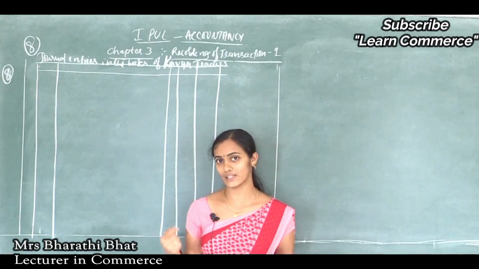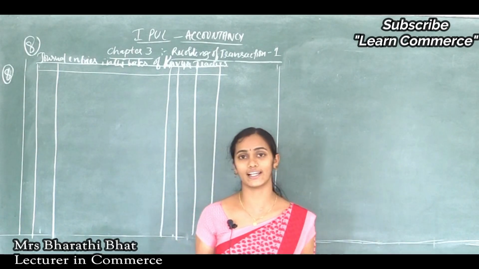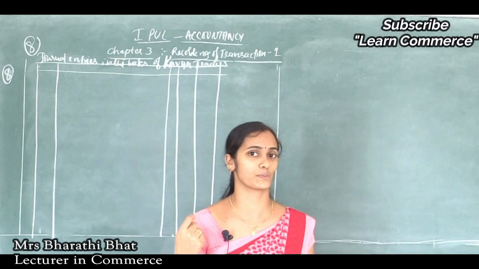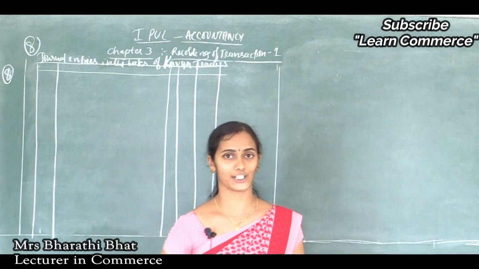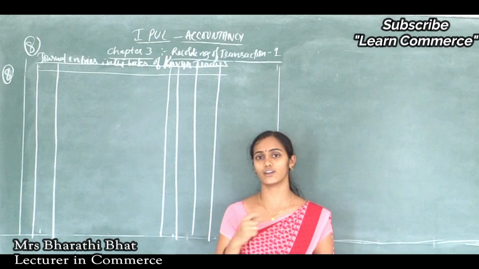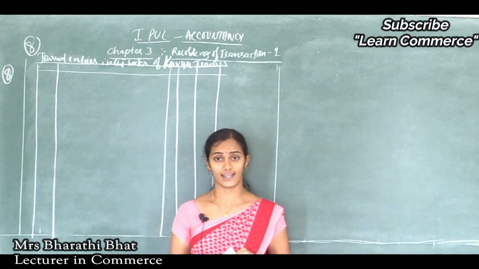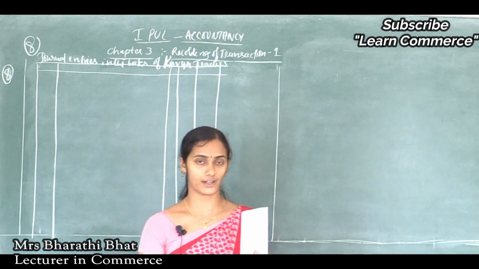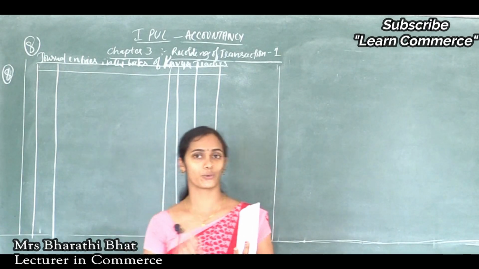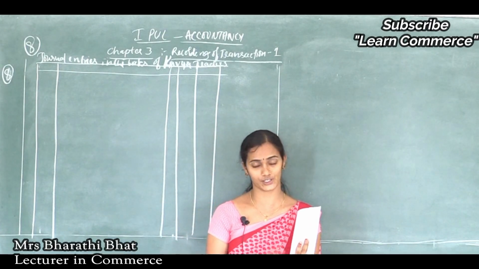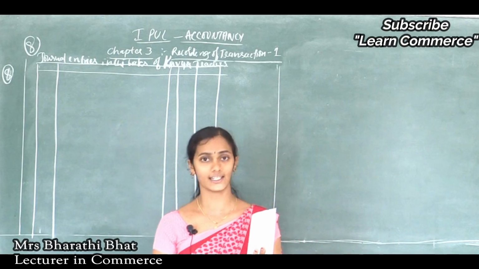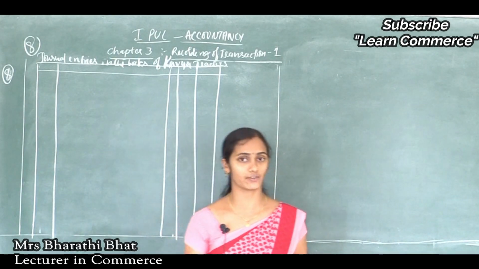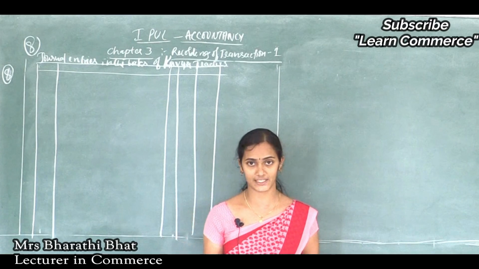Now all of us easily say the journal entry for the first transaction, that is, business started with cash. What is that? Cash account debited to capital account. Let's analyze this transaction in a clear format. First we should find out the two accounts involved in the transaction. One is cash account, another one is capital account.